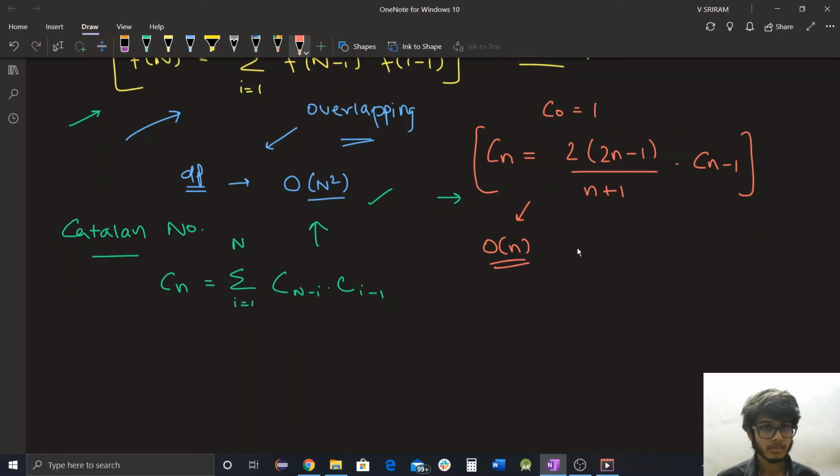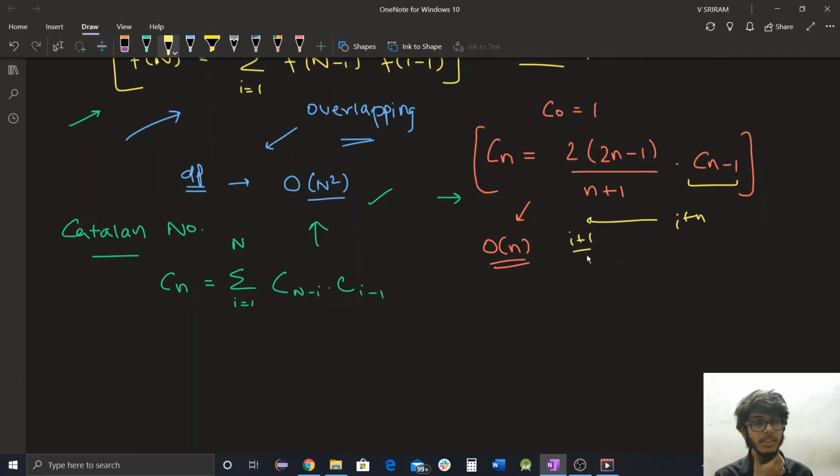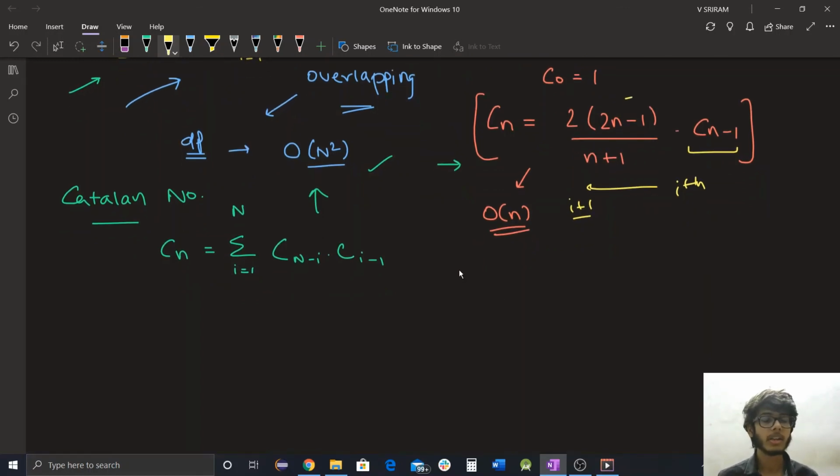So now we might construct an array that stores the ith Catalan number, and then we can calculate the i plus 1th Catalan number using this formula. But do we really need to store these values in an array? The answer is obviously no. We can calculate them the same way we calculate Fibonacci numbers or the factorial.